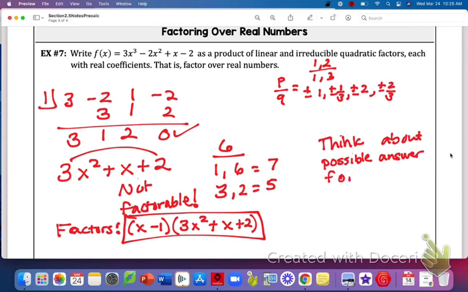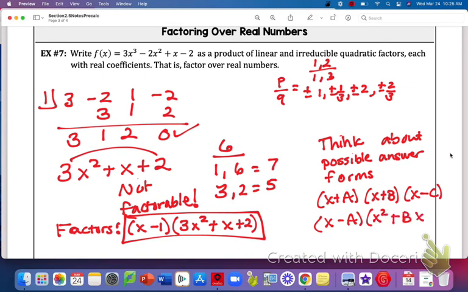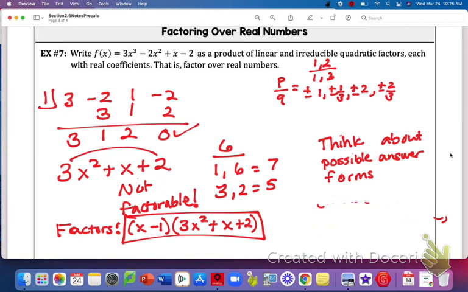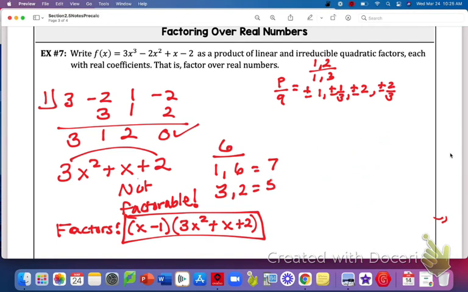Answer forms. So we could potentially have x plus a, x plus b, x minus c, or whatever it would be. Or it could be something like x minus a, in this case it was a minus, times some type of quadratic that's not factorable. Okay. Could we solve that? Yeah, we could solve that using the quadratic formula, probably best instead of completing the square, right? So if we did the quadratic formula, that'd be a good quick review.